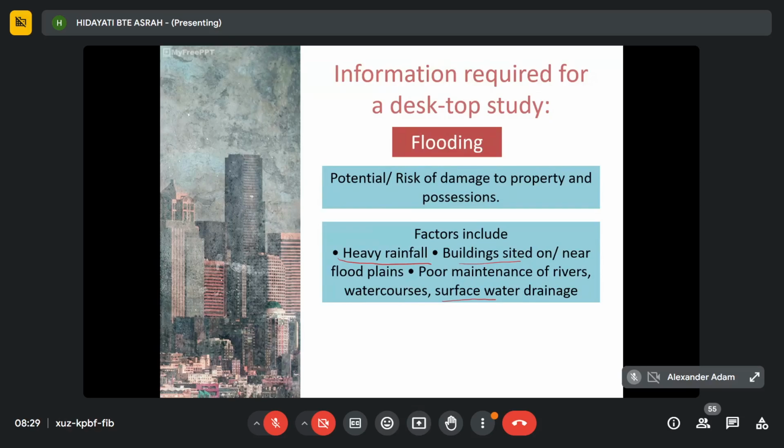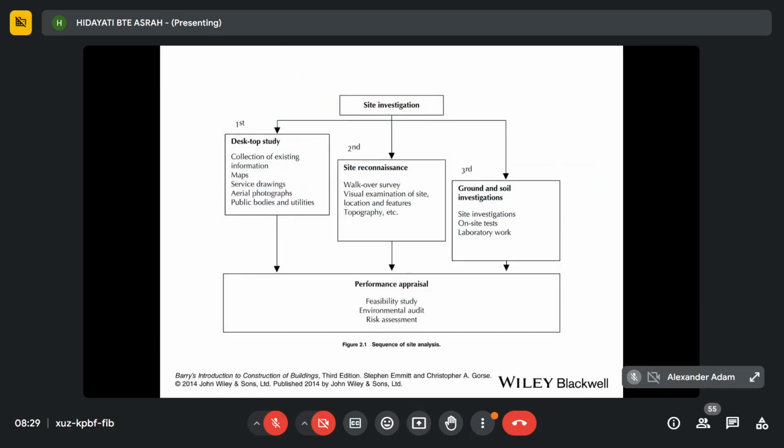Okay, so we finish with stage number 1, the desktop study. After you do the desktop study, you have all the important documents with you, then you go to the second stage. The second stage is the site investigation, site reconnaissance. Site reconnaissance is the visual inspection. You do a visual inspection or walk over on your site project. Usually it should be conducted by 2 or more people, such as the architect, engineer, and contractor.